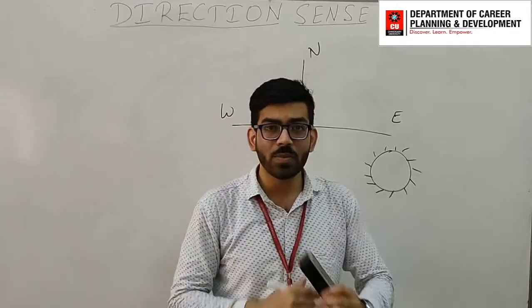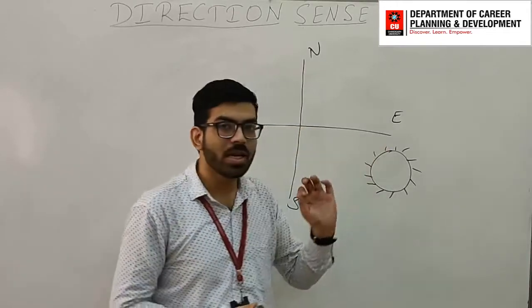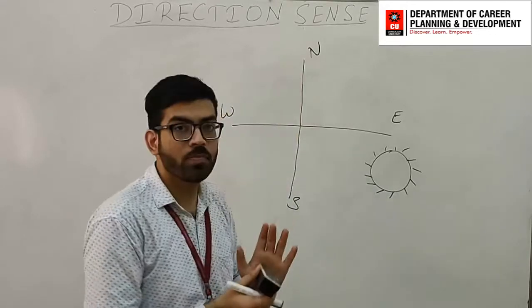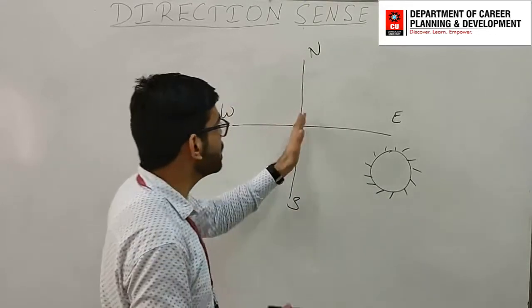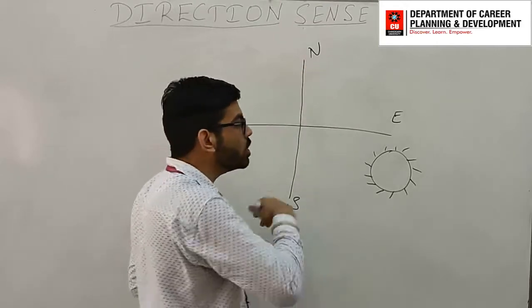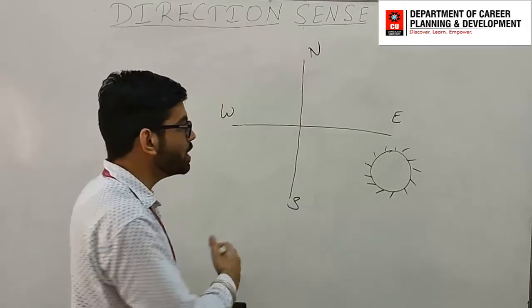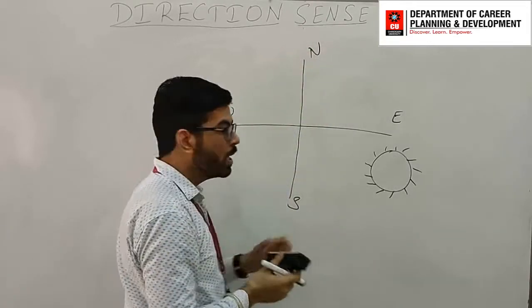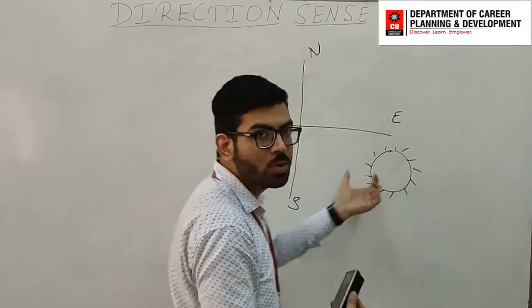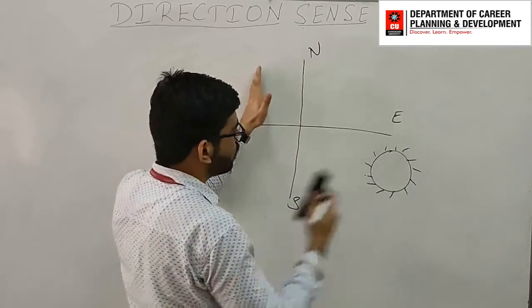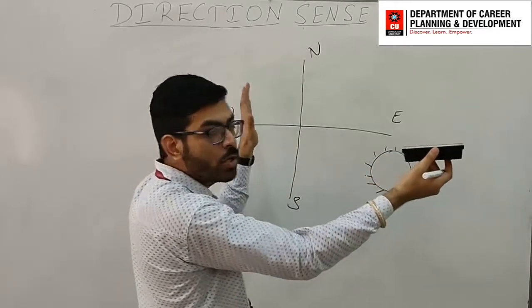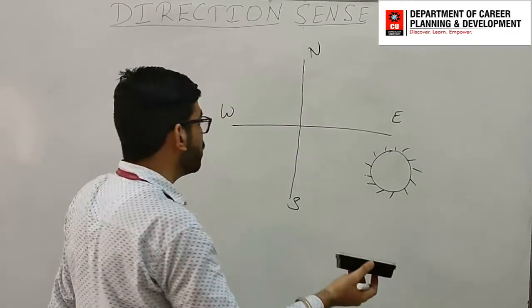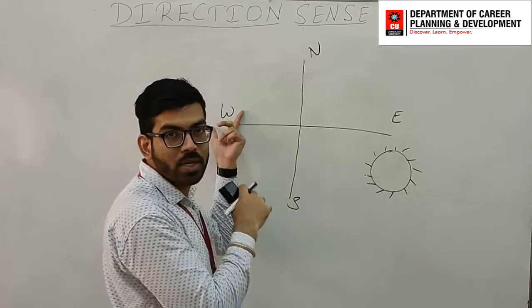Now the questions will be like this. Suppose in one morning, a person is facing towards north. That means his shadow will be on which side of that person? If he is facing north and the sun is rising from this position, his shadow will be on the left hand side of that person, or you can say in the west direction.